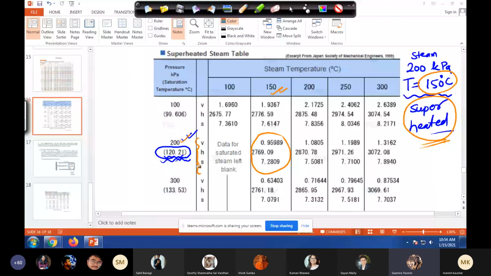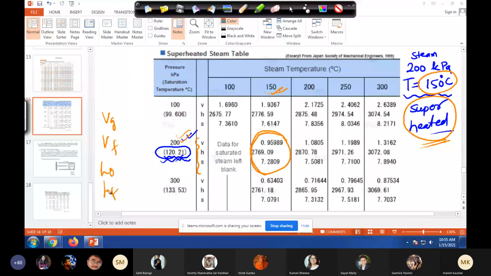No. Let me again frame this. Our steam is at 200 kilopascal, 150 degrees Celsius, right? Yes. Okay, so you said it's superheated. Now my question is, if I want to know my specific volume, specific enthalpy, specific entropy, here is the answer at 200 kilopascal, 150 degrees Celsius. Here it is only written v, h and s. Why not vg, vf, hg, hf? Because it's completely in the vapor phase. That's it. Simple. Very good.